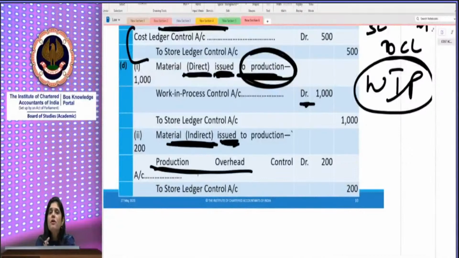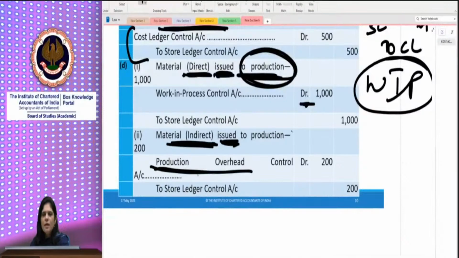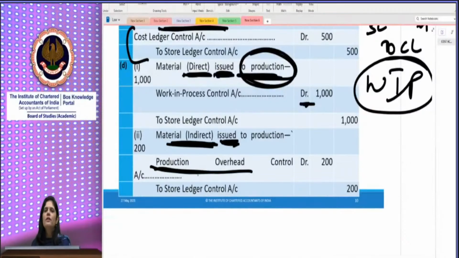So indirect material issued to production. See, this is an internal transfer. Cost ledger control account has no role here, because it is an internal transfer from stores to production. It has nothing to do with the debtor or the creditor or cash or bank. That's why cost ledger has no role to play. So production overhead control account debit to stores ledger control account, because material is going from stores to production. Overhead. Why overhead? Indirect material. Direct material will directly go to WIP. Indirect material will first go to production overhead and then it will pass on to the WIP.